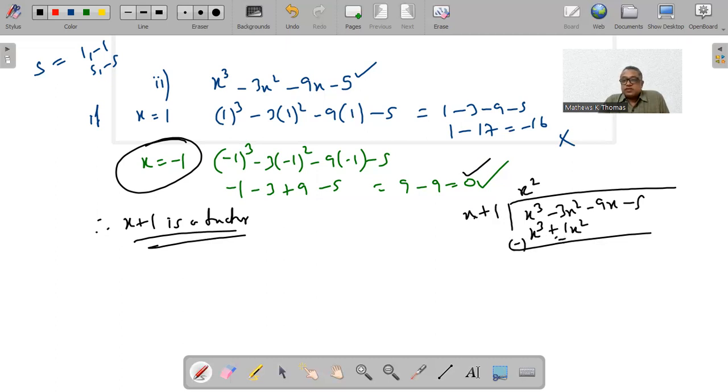Now I'm going to subtract this. Always subtract. So this will get cancelled. x cube minus x cube. Minus 3x square and minus 1x square, we'll get minus 4x square. Bring down the numbers from top, minus 9x minus 5.